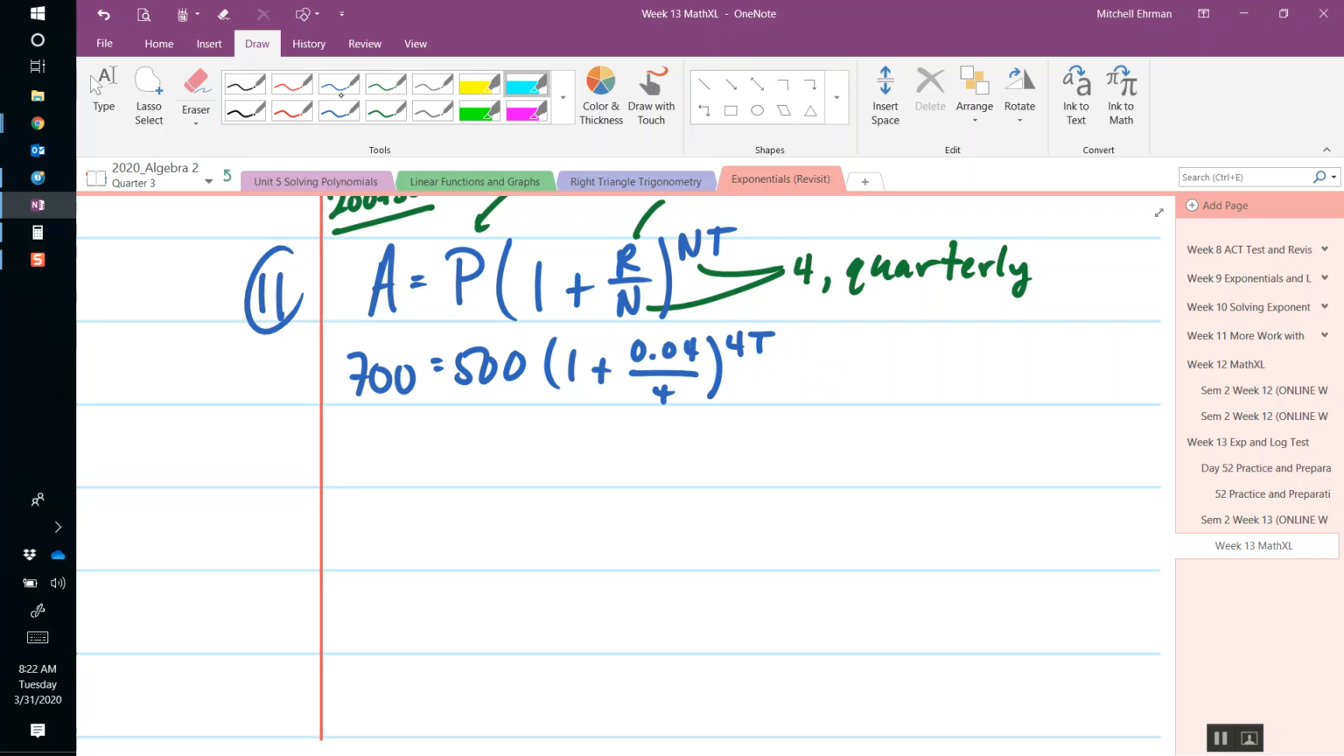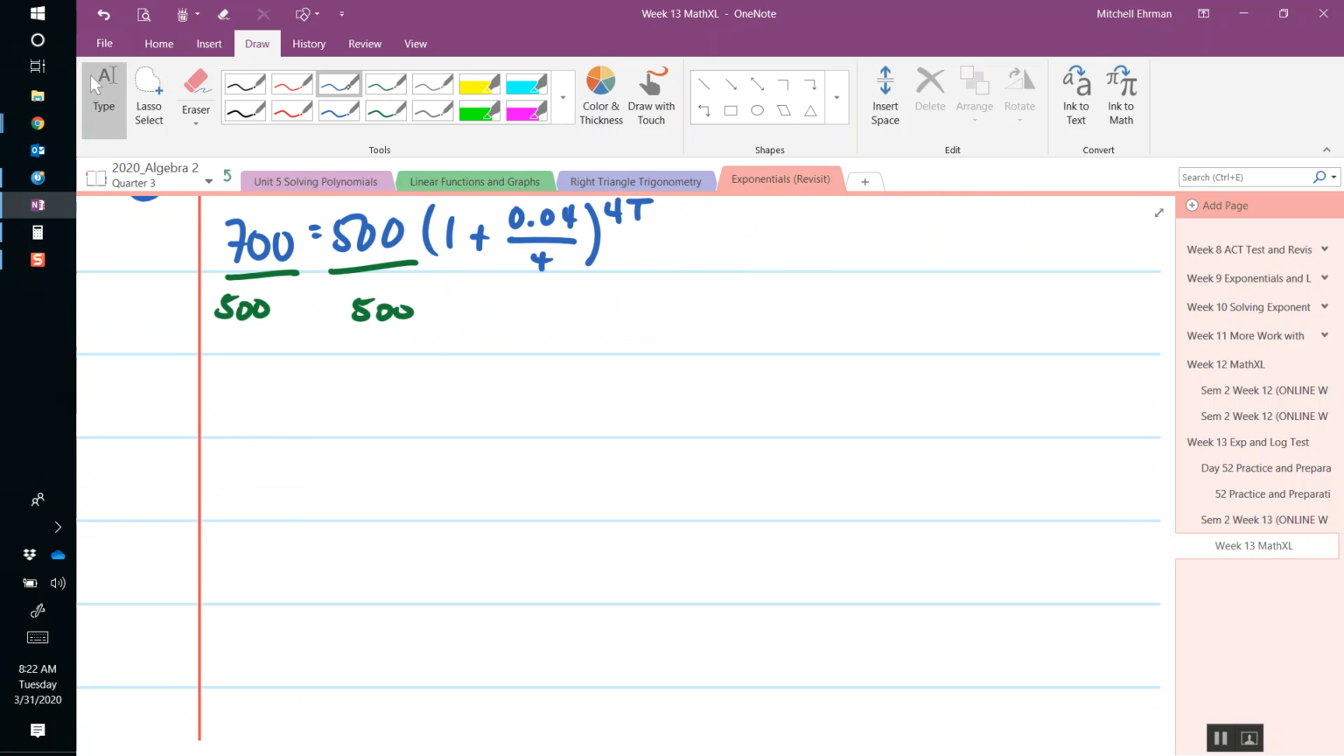Now, before I use the logarithm, I am going to do a little bit of work first, because to use a logarithm, we must have the exponential by itself. Right now, we don't have a base number raised to a power alone, because we've got this multiplication in front of that first. So the first thing I'm going to do is divide both sides by 500.